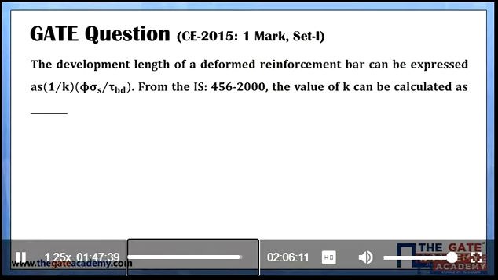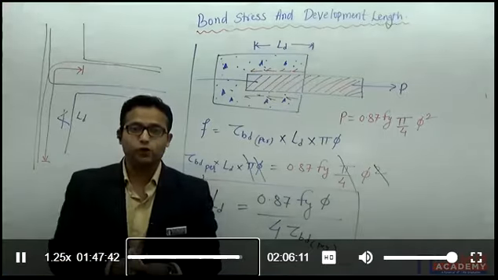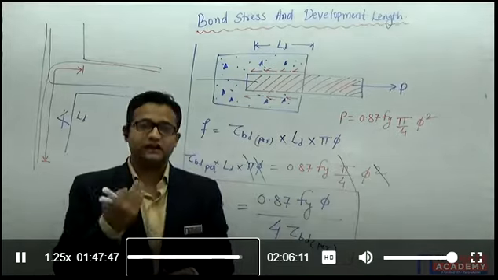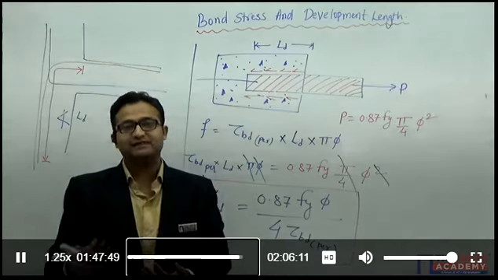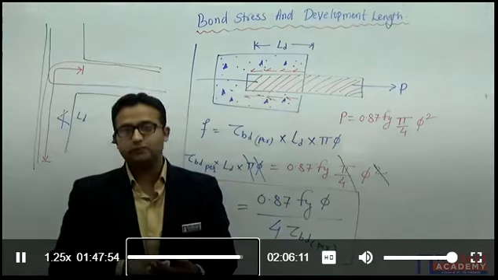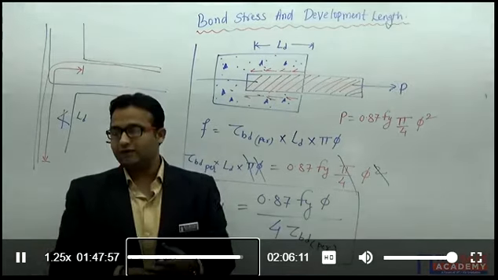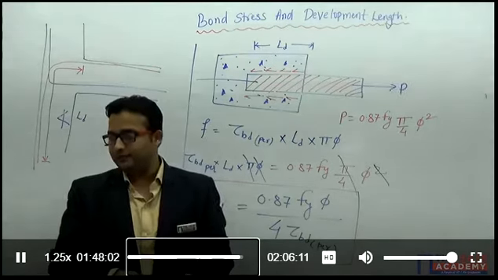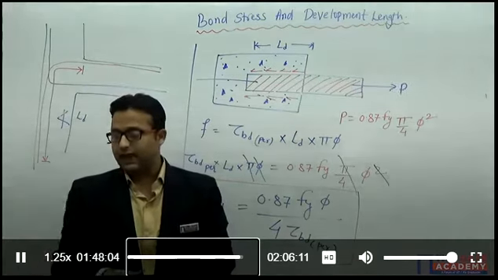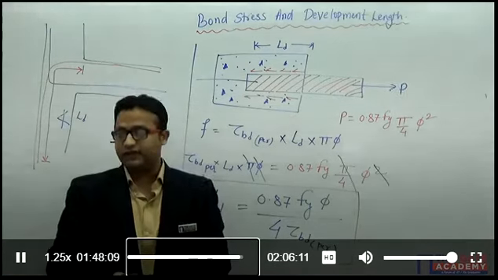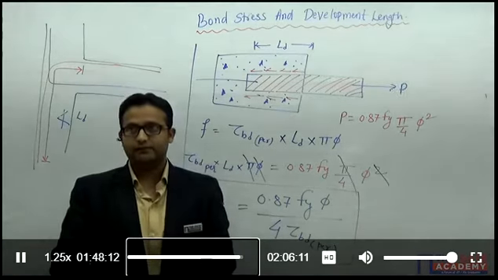The development length of a deformed bar. Deformed bar, we know it is HYSD bar. It may be a cold twisted deformed bar. It is also called HYSD bar. It is also called TMT. It is a type of reinforcement which is your HYSD. So they have given, calculate the development length for a deformed reinforcement bar, and it is expressed as 1 by K something something. From the IS 456, the value of K can be calculated as.